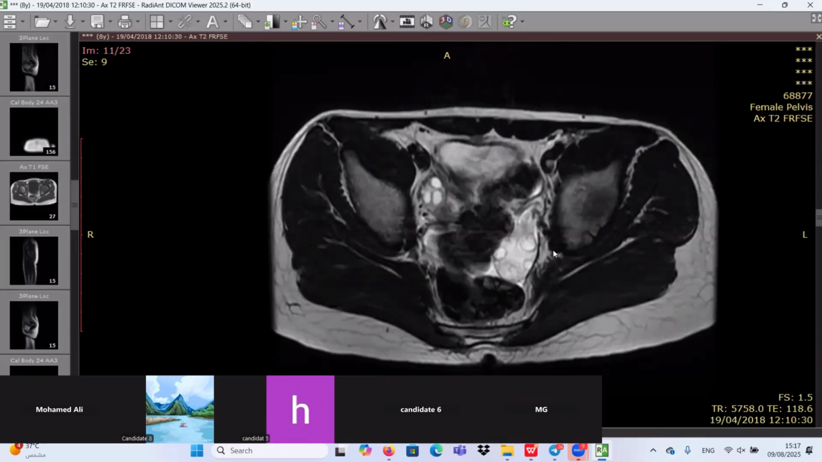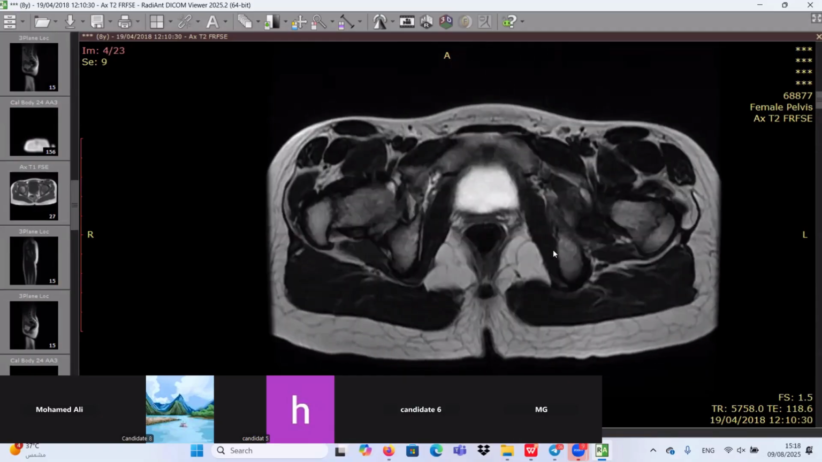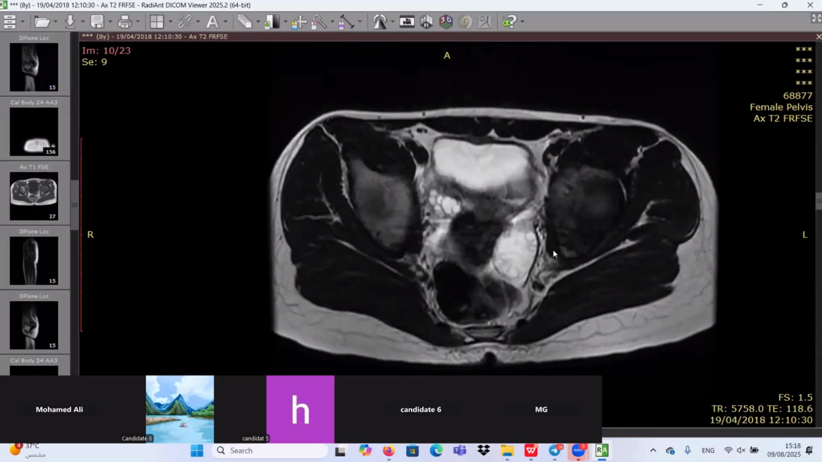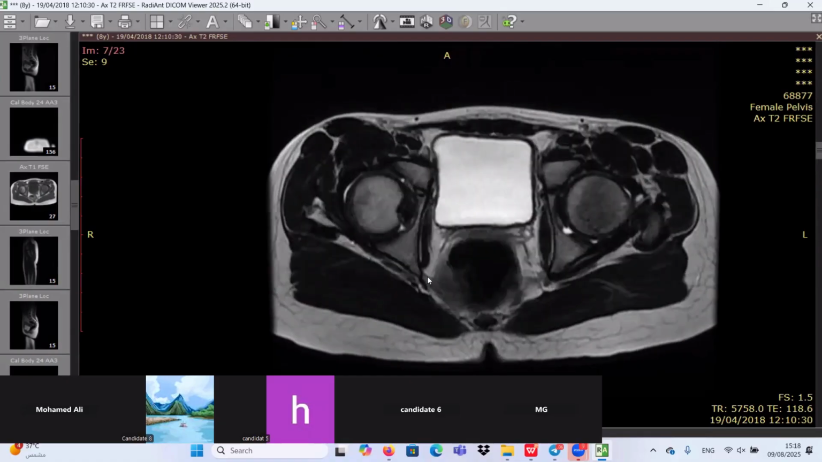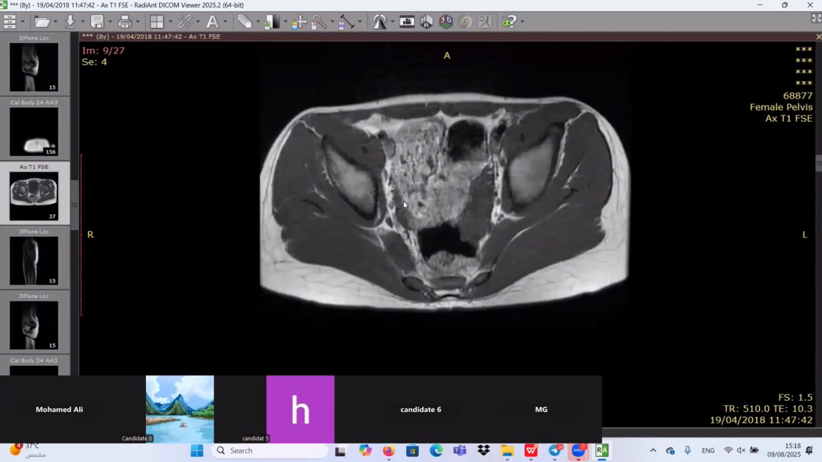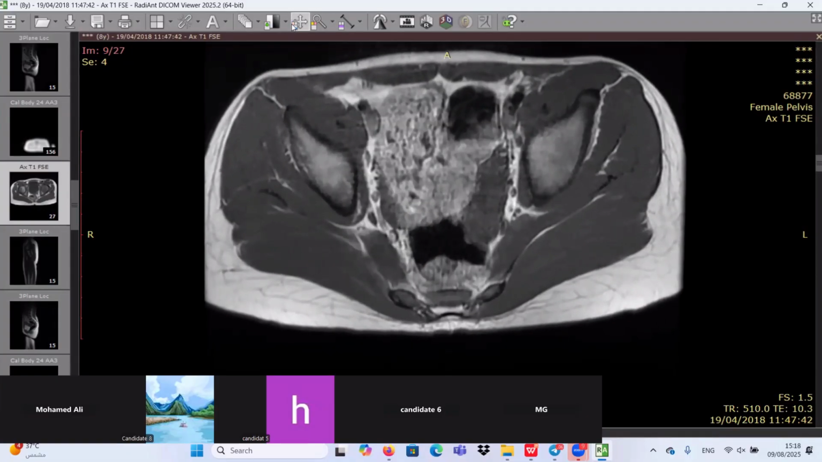The location of this ovary is posterior. I would like to see it in any other view if available. I would also like to see the T1 to see any associated hemorrhagic component, because I'm suspecting that this is an acute torsion on the left side with a twisting of the pedicle.